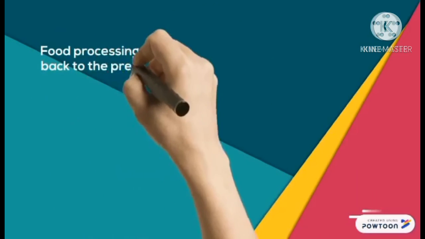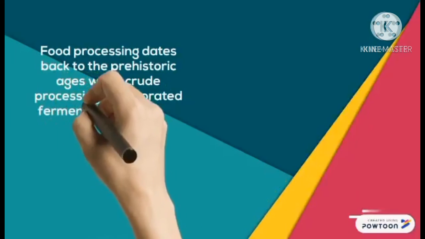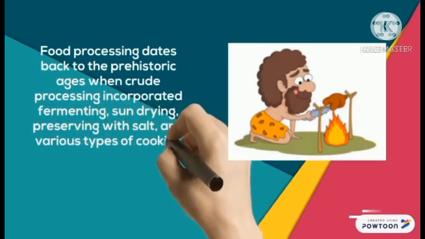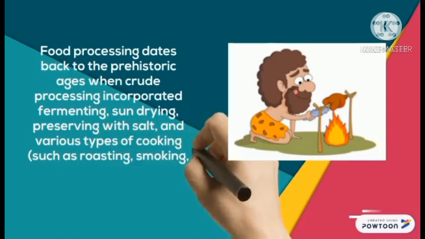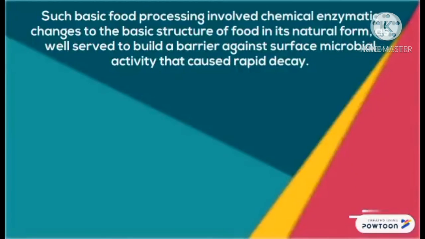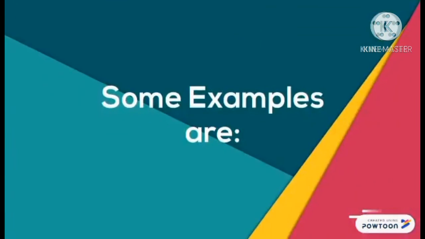Food processing dates back to prehistoric times, when processing included fermenting, sun drying, preserving with salt, and various types of cooking such as roasting, smoking, steaming, and oven baking. Such basic processing involved chemical changes to the basic structure of food. Its natural form serves as a barrier against surface microbial activity.